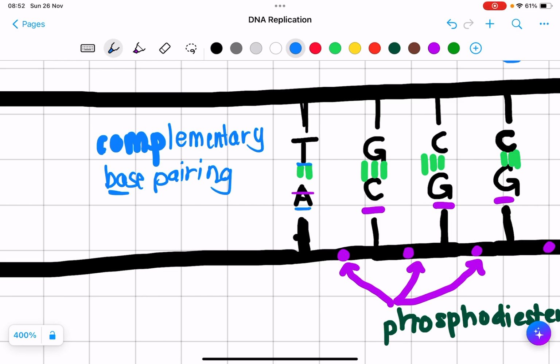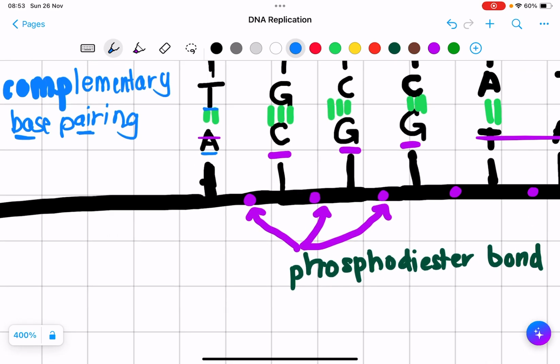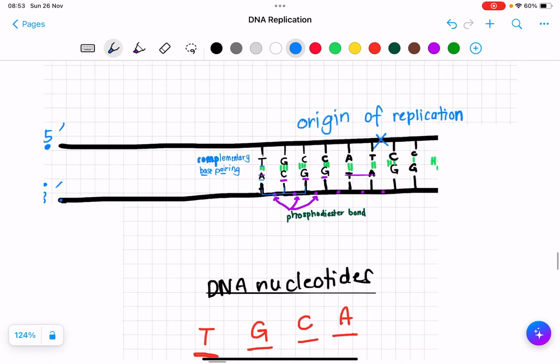DNA nucleotide ni ada deoxyribose sugar, phosphate group dengan nitrogenous base. So TAGC tu semua adalah nitrogenous base. Pairing sebab dia dua-dua. Tapi phosphodiester bond ni tidak memerlukan konsep complementary base pairing. Sebab dia tak kisah pun siapa yang duduk dekat sebelah. T boleh, G boleh, C boleh dan lain-lain.